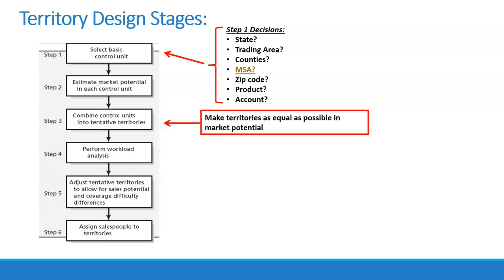Next, you want to look at market potential. Then you want to try to make the territories as even as possible. And what this means is that everyone has the same potential in terms of earnings.